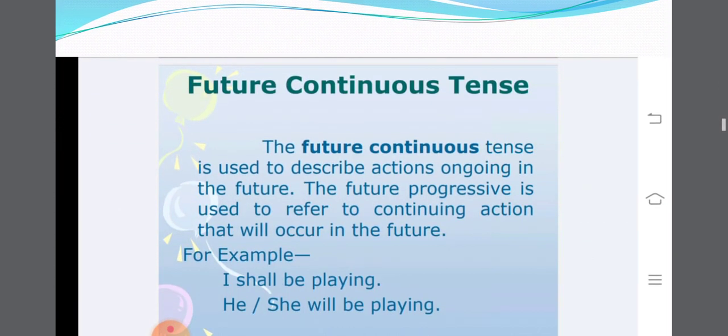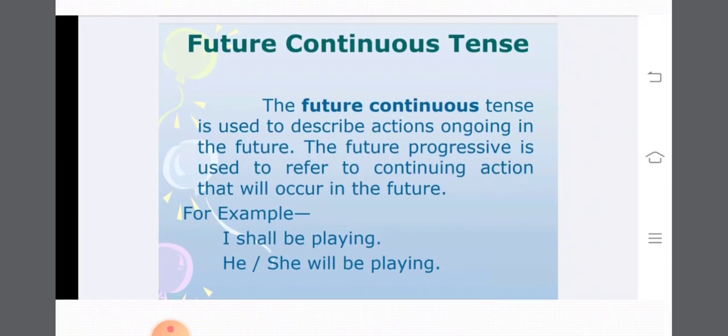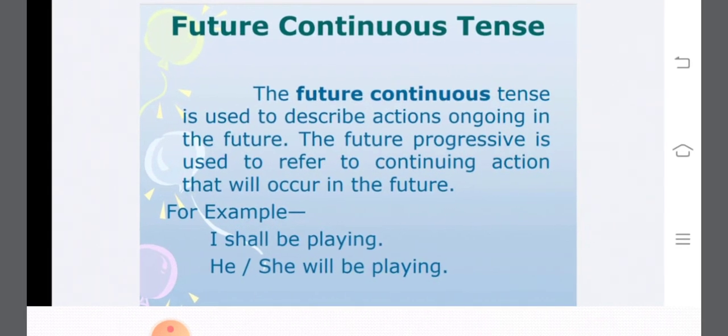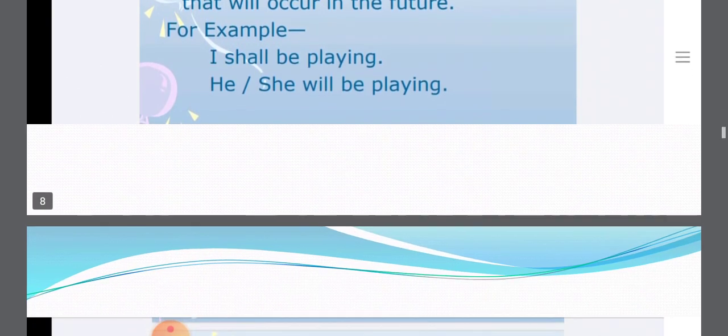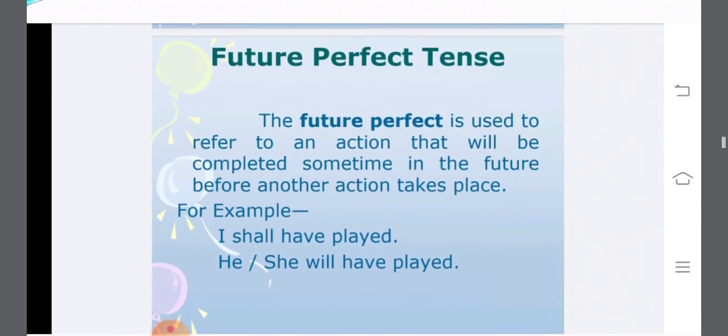Now, future continuous tense. The future continuous tense is used to describe actions ongoing in the future. The future progressive is used to refer to continuing action that will occur in the future. Right? At some point of time in the future, the action will be continuing. For example, I shall be playing. He or she will be playing.